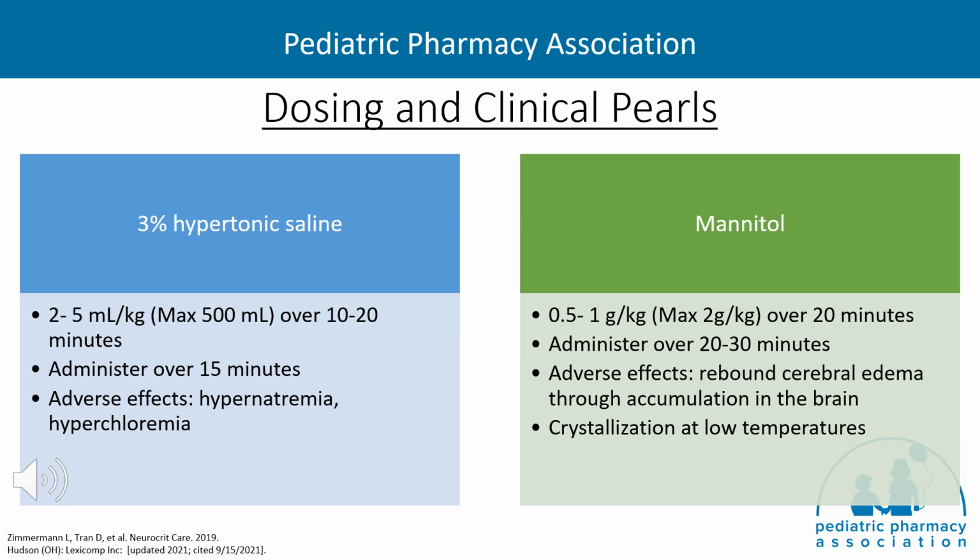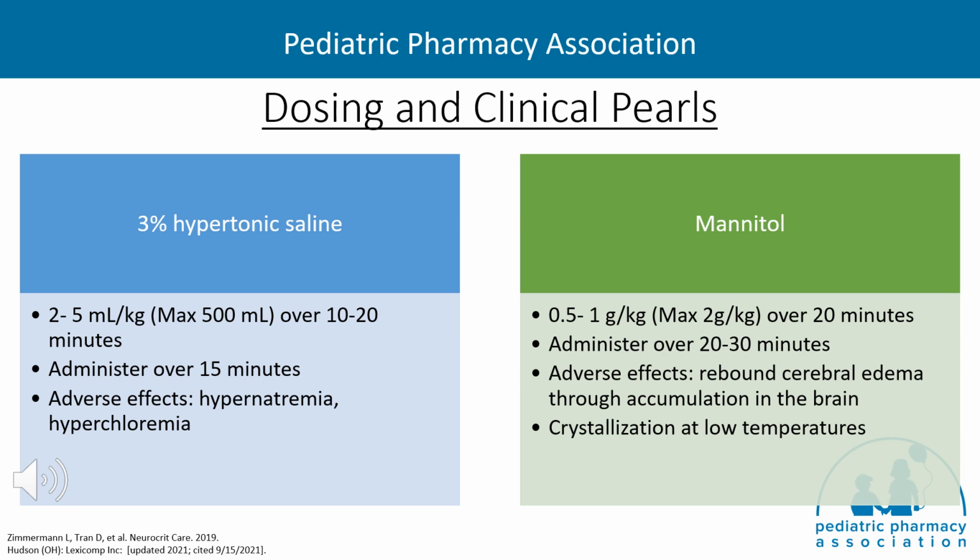The dosing for hypertonic saline is 2 to 5 milliliters per kilogram with a max of 500 milliliters given over 10 to 20 minutes. It is typically administered over about 15 minutes. Adverse effects include hypernatremia and hyperchloremia.